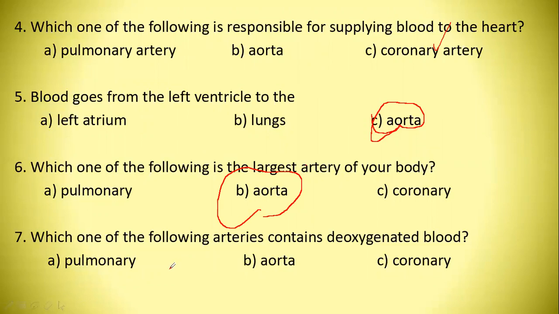Which one of the following arteries contain deoxygenated blood? Pulmonary, aorta, coronary. It's option A.